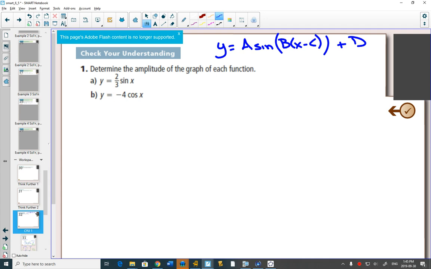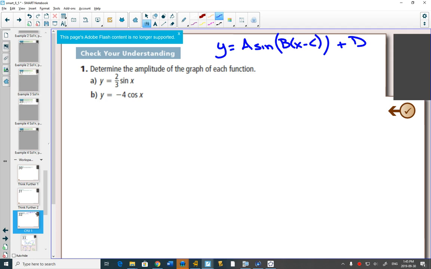If you go from left to right, can you see that A and B would be stretches and compressions? And C and D would be translations. Can you see that A being outside of the function would be vertical stretches and compressions? So if we use what we know from transformations, when I see in A y equals 2/3 sine of x, can you see that you would have a vertical compression? All of your y values are going to get multiplied by 2/3.